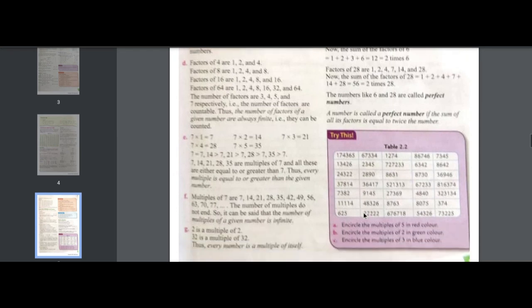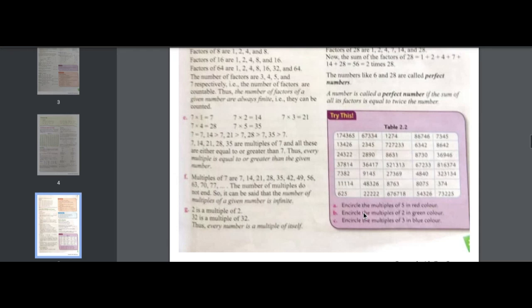Okay, 7 ones are 7, 7 twos are 14, 7 threes are 21, 7 fours are 28, 7 fives are 35. So all the numbers are greater than or equal to 7, and 7 is equal to 7, then 35. So we got the answer. This is the multiples, which are infinite. So these are multiples of 7. The number of multiples does not end, they still continue.